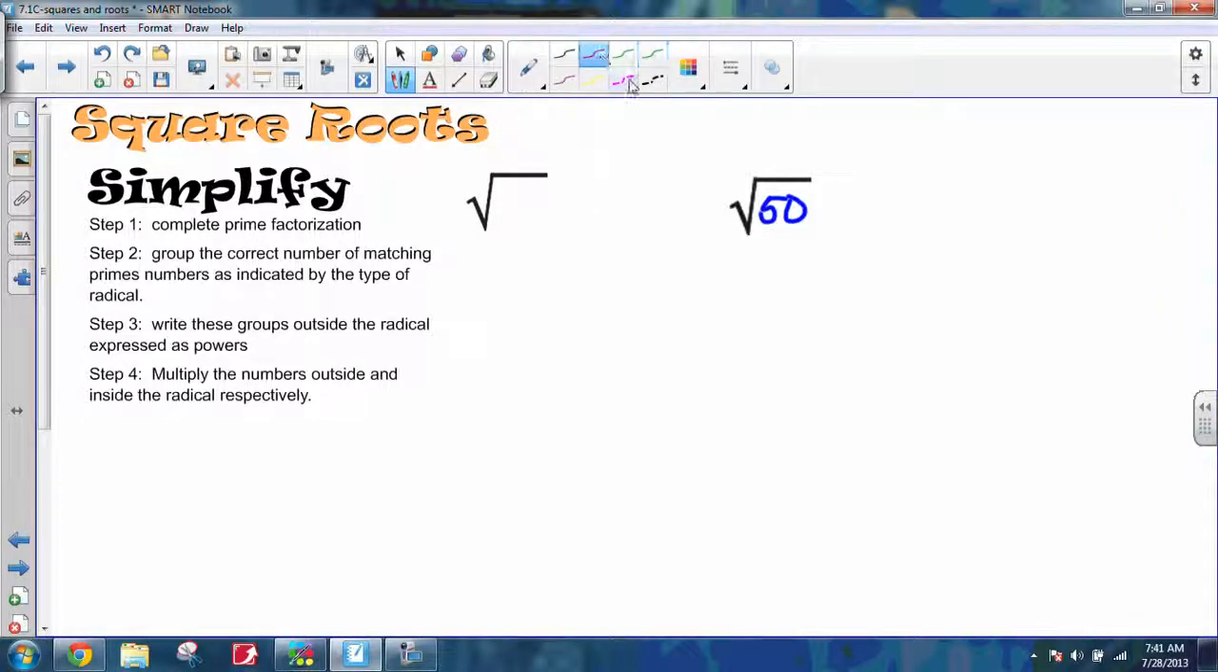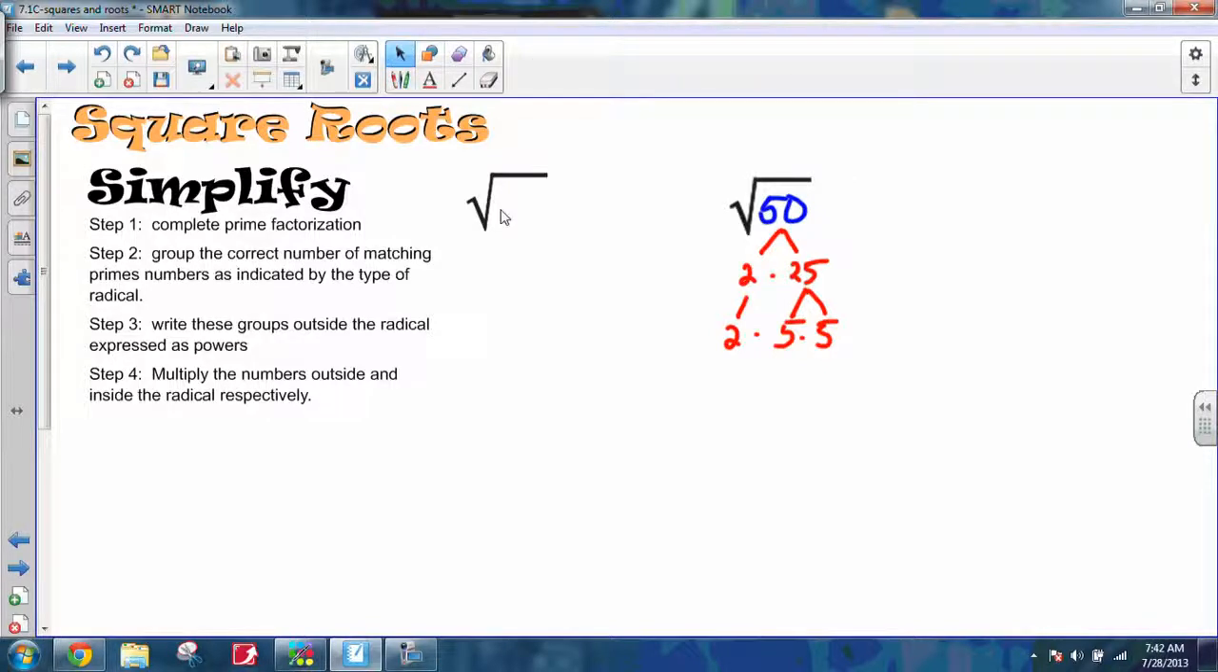Now, first step is complete the prime factorization. So this will be 2 times 25. And 25 is not prime, so I can find a product of that, which is 5 times 5. And I'll bring down the 2 as prime. So now, the square root of 50 is 2 times 5 times 5.